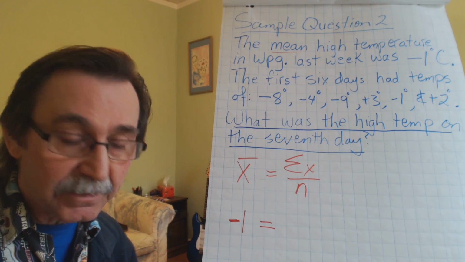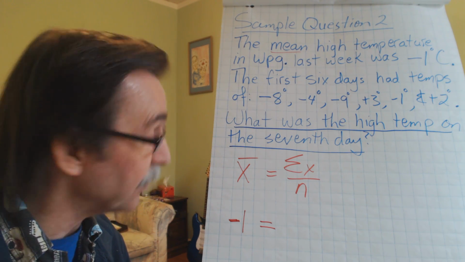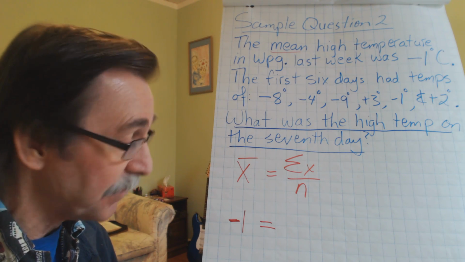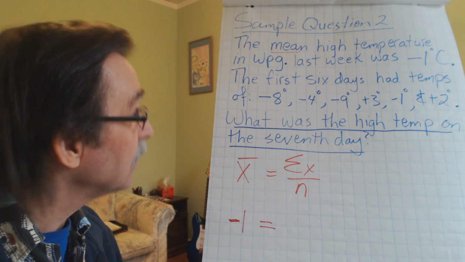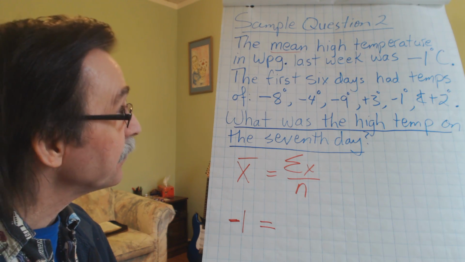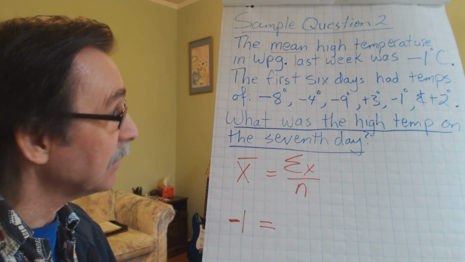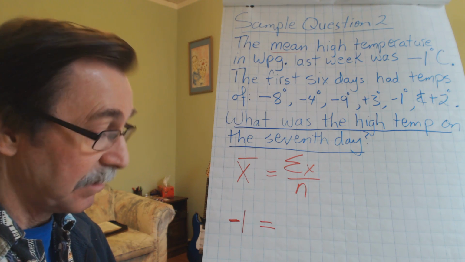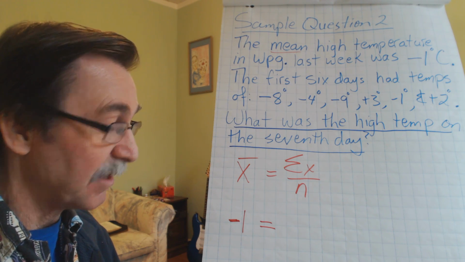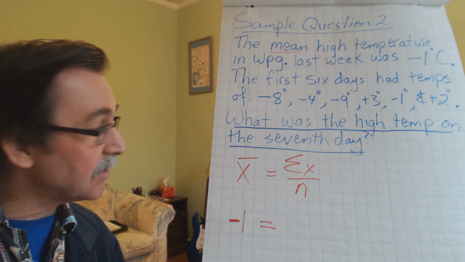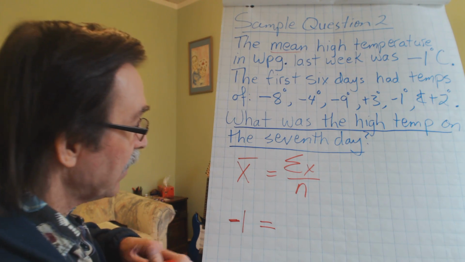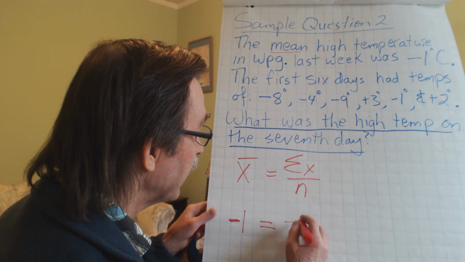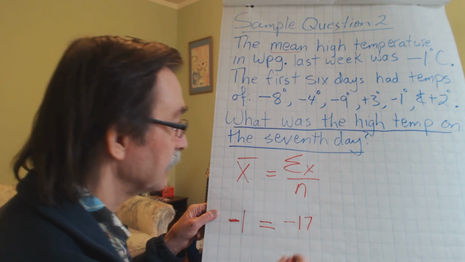And you know what I would like to do? I'm going to quickly go through that again just to make sure I'm not making mistakes. So I'm starting with -8, -4, -9, plus 3, -1, plus 2. And sure enough, -17 is correct. So we have all the numbers we've been given total to -17.